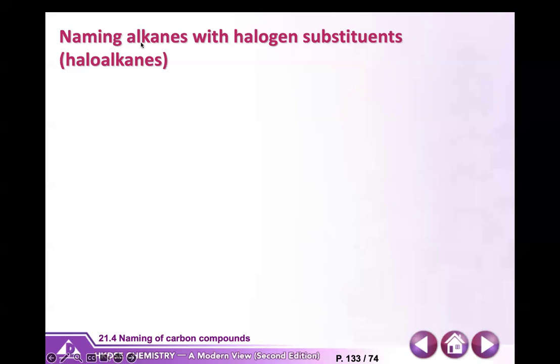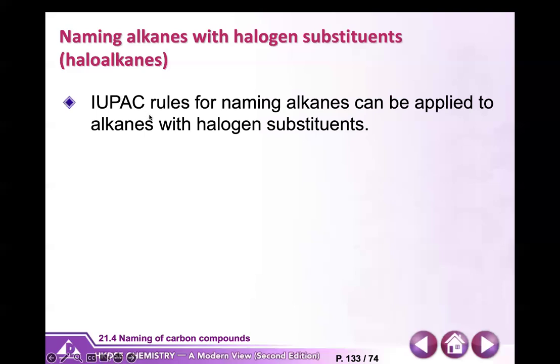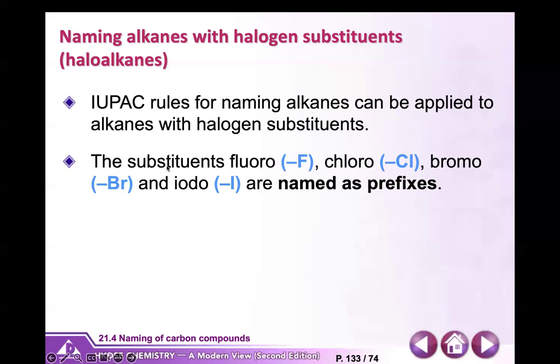Now, the naming of alkanes, if it is substituted with a halo group, halogens, we say that they are haloalkanes. For haloalkanes, the IUPAC rules for naming alkanes can in fact be applied to alkanes with halogen substituents. The substituents include the fluoro group with a fluorine atom attached, the chloro group, a chlorine atom attached, the bromo group, a Br atom attached, or the iodo group, the iodine atom attached. So they are named as prefixes.